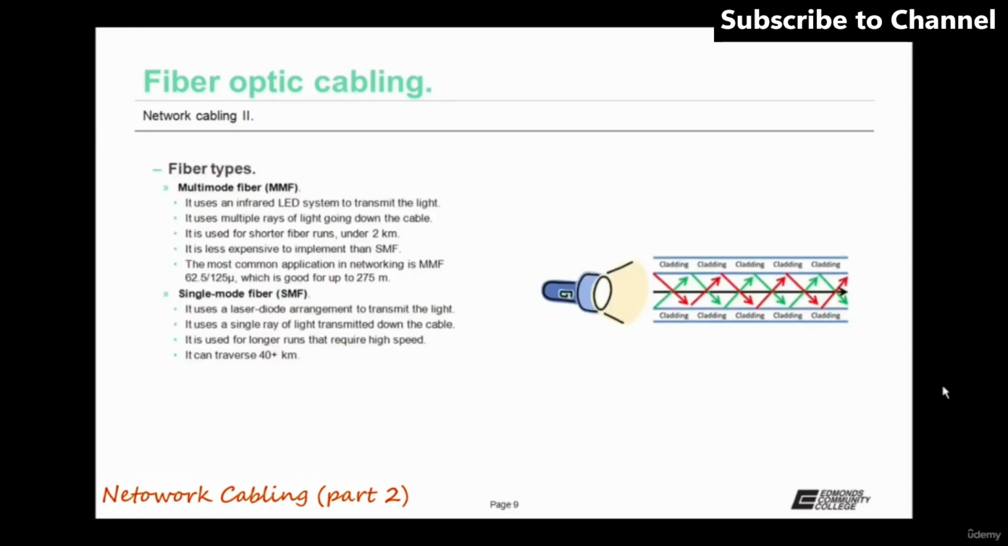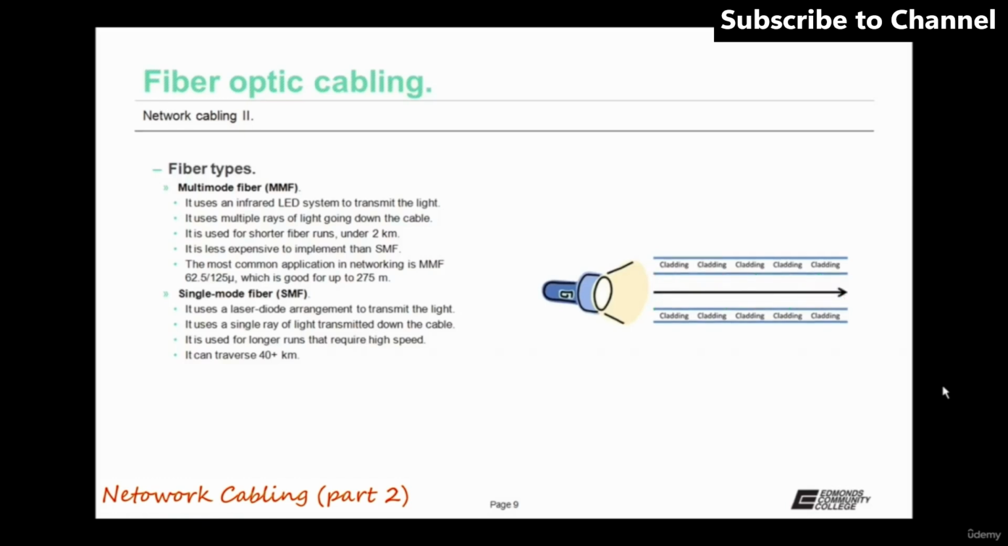Now let's talk about fiber types. There's multi-mode fiber, which uses an infrared LED system to transmit light down the fiber. It sends multiple rays of lights down the cable at the same time. It is used for shorter fiber runs, under 2 kilometers. It is less expensive than the other type of fiber cabling.